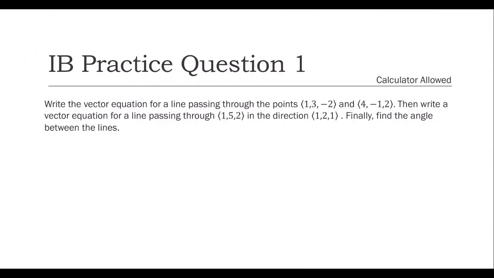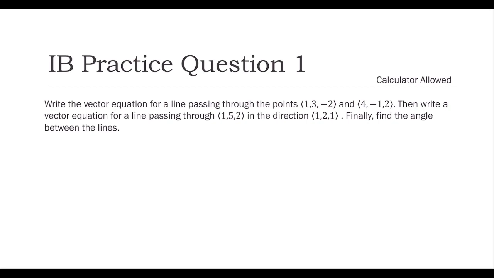Here's our first IB practice question. It says, write the vector equation for a line passing through the points 1, 3, negative 2, and 4, negative 1, 2. Then write a vector equation for the line passing through 1, 5, 2 in the direction 1, 2, 1. And finally, find the angle between the lines.